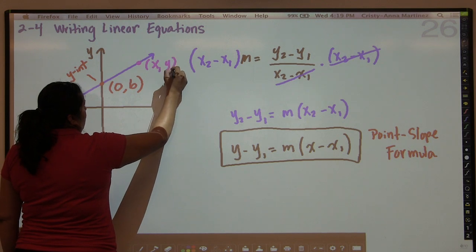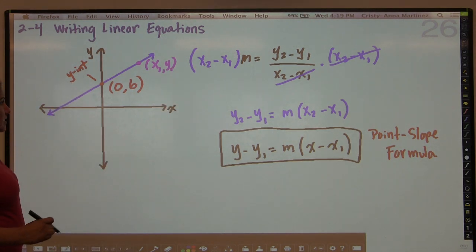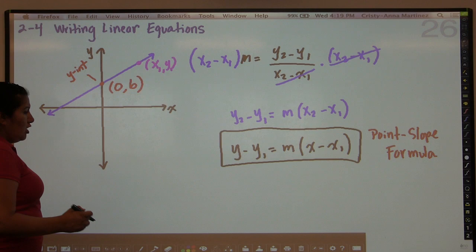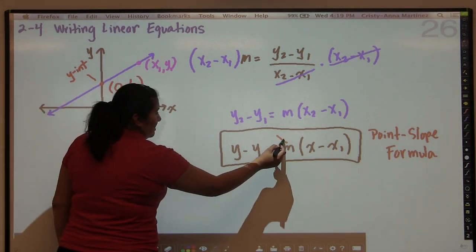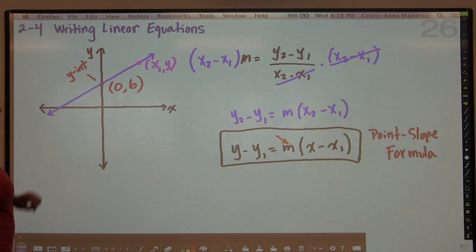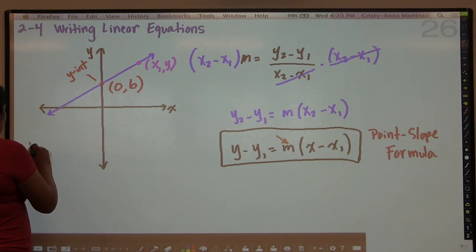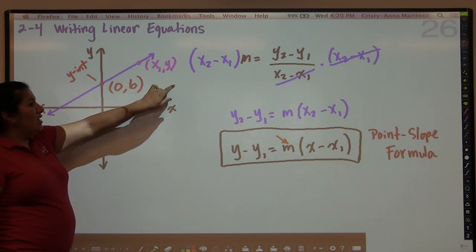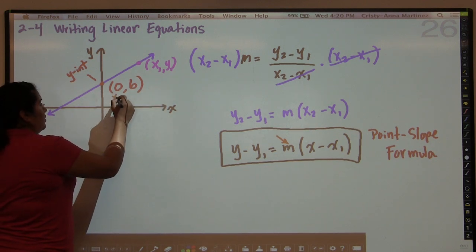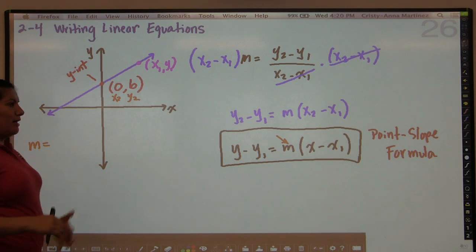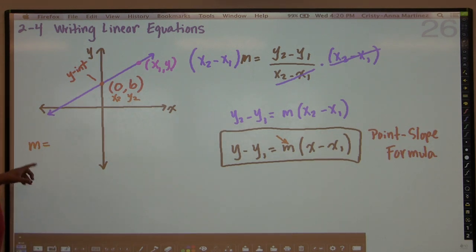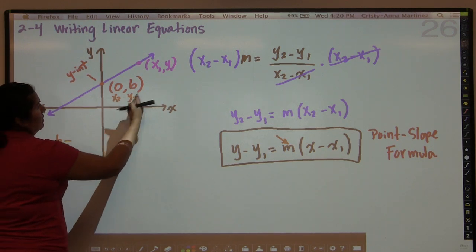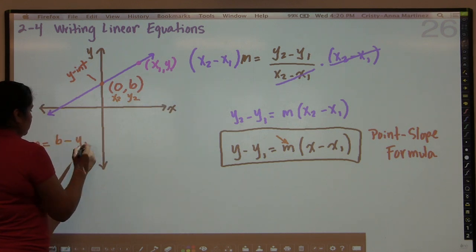We're going to call this one x1, y1. So what happens when we plug these numbers in? First, we have to know the slope. What is the slope here? We have to name these by something, so I already called this x1, y1, and I'm going to call this one x2, y2. As long as I'm consistent, it doesn't really matter. So I'm going to calculate the slope real quick. The slope is going to be y2, which is b, minus y1, which in this case is just y1.